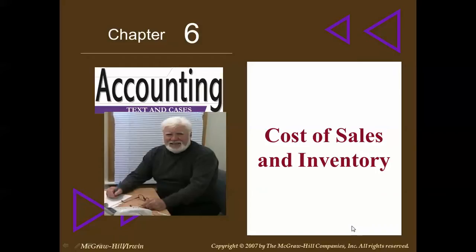Chapter 6, Cost of Sales and Inventory. So the first part of this chapter, we're going to talk about how we come up with the cost of goods sold on the income statement during that accounting period. And secondly, how do I account for inventory? The cost of goods sold is the inventory that I sold. How do I value the ending inventory? And there are different methods of doing that.